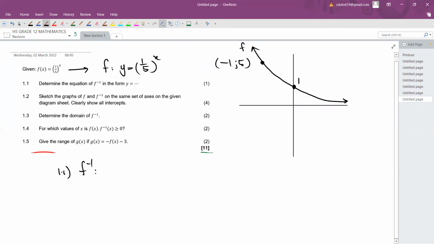Well, it's going to be a log graph, isn't it? That is log AX, that's your standard log graph. The inverse of an exponential graph is a log graph. I just need to get the A value. Well, the A value is a fifth.